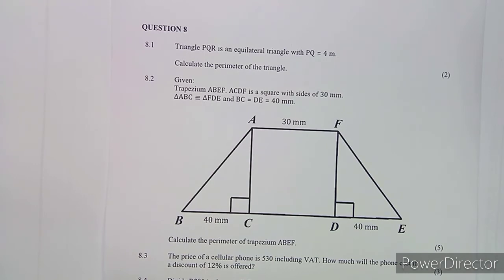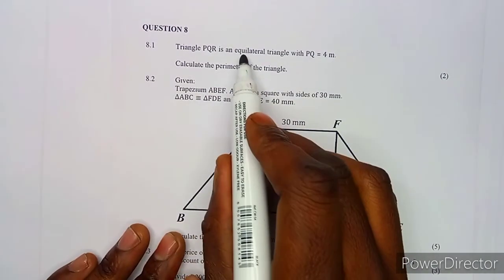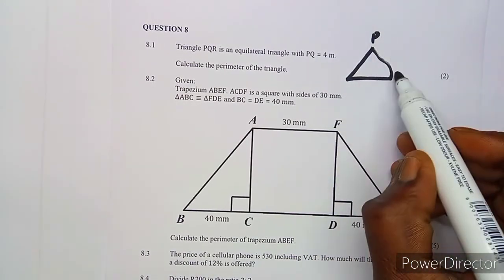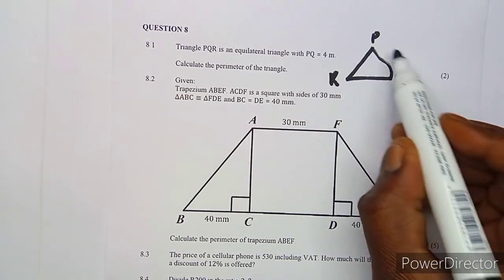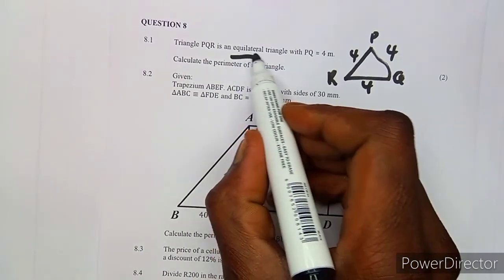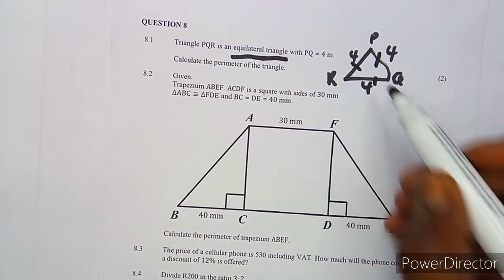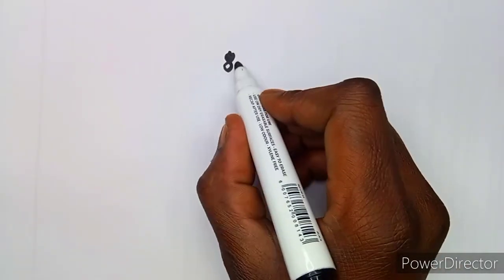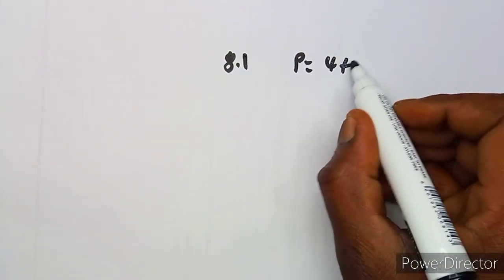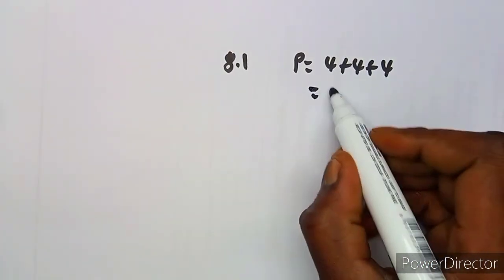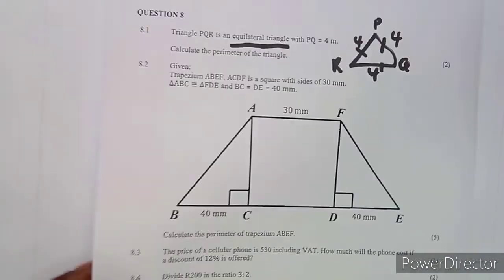All right, on 8.1 you are given triangle PQR is an equilateral triangle. Take note, we are given an equilateral triangle PQ 4 meters. Calculate the perimeter of the triangle. So let's just say this is PQR like this, and PQ is 4, so this will be 4, 4, 4. So perimeter is distance, right? Take note, equilateral means all sides are equal. So perimeter is distance right around the shape. So that will be 8.1, which is perimeter is distance. So it's 4 plus 4 plus 4. You add all the sides, side plus side plus side, which is going to give us 12 meters.